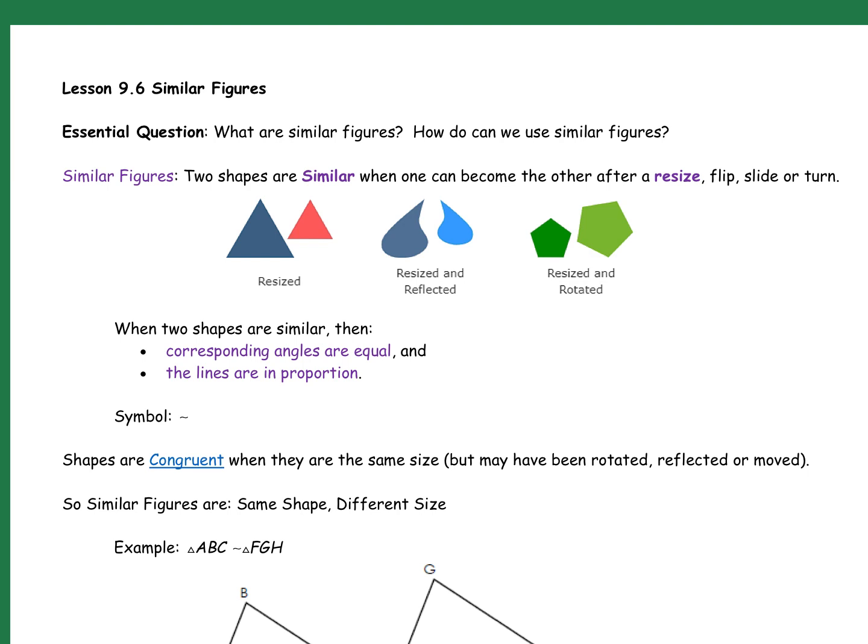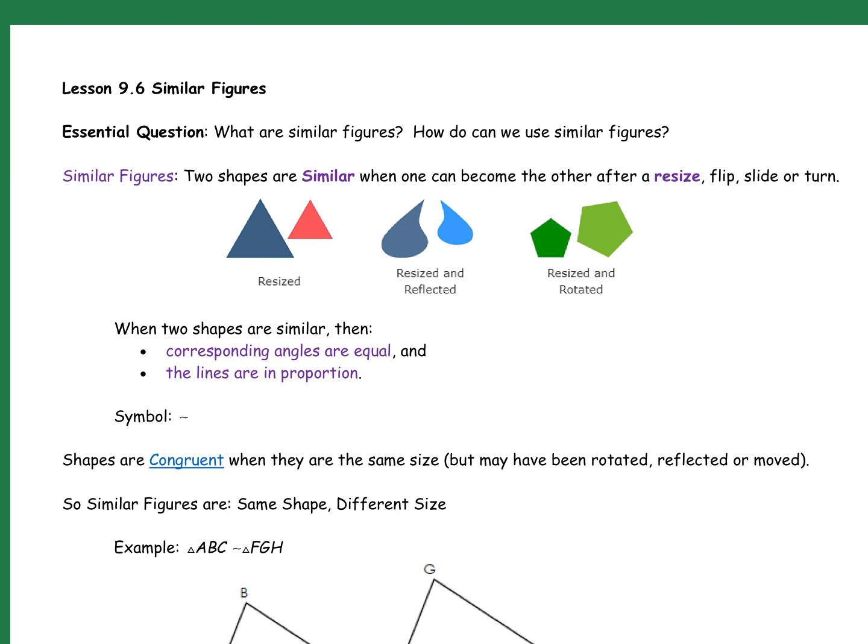Okay, so a similar figure is two shapes are similar when one can become the other after a resize and a flip, slide, or turn. So similar figures, there's a couple pictures up there. The triangles are just resized. The little blobby thingies are resized and reflected, and the pentagons are resized and rotated.